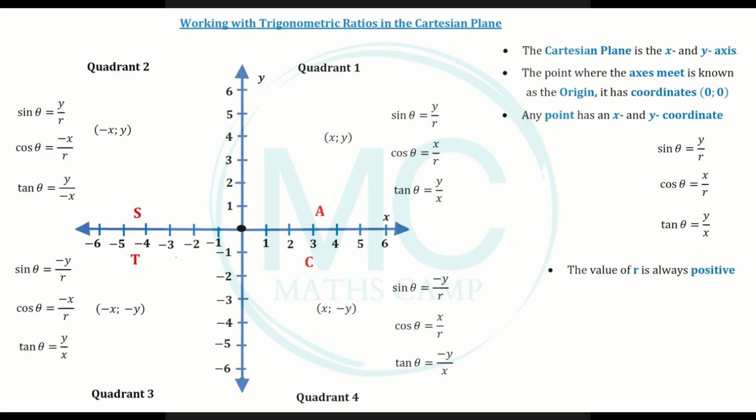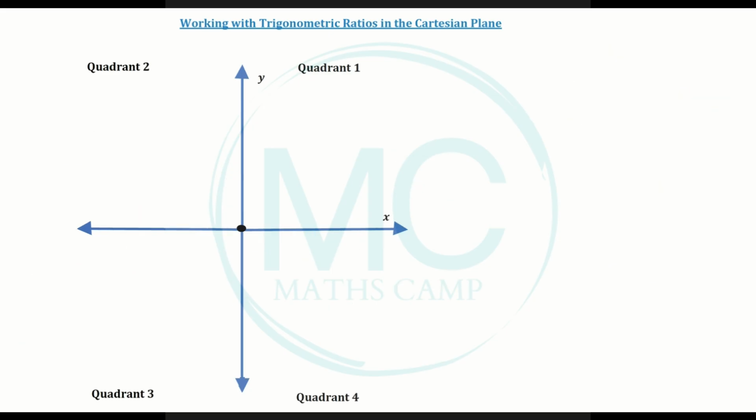In quadrant 4, only cosine is positive. In quadrant 1, all the ratios are positive. In quadrant 2, only sine is positive. And in quadrant 3, only tan is positive. Please make sure that you learn this. Let's tidy this up, and we can look at different angles.